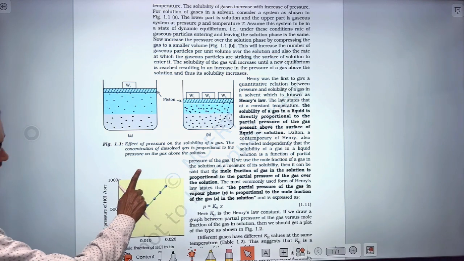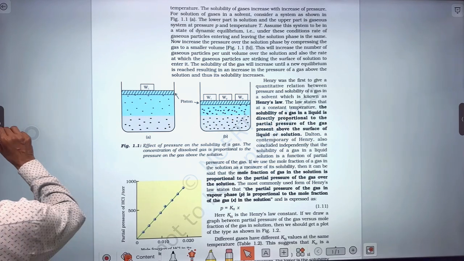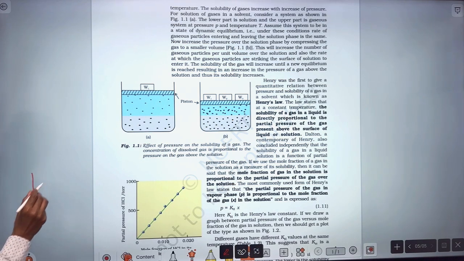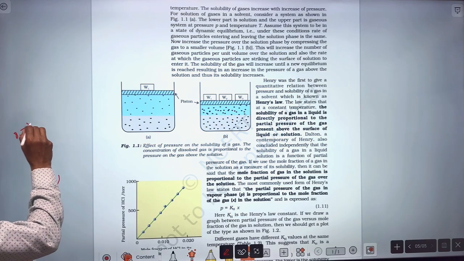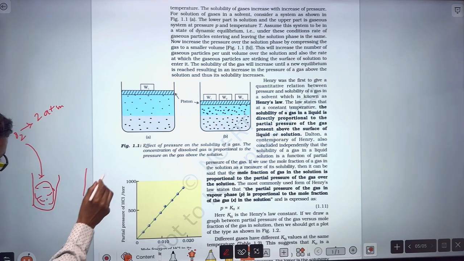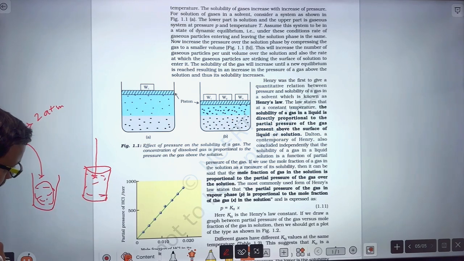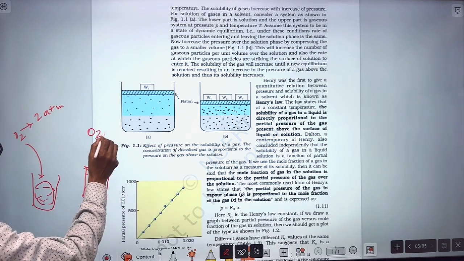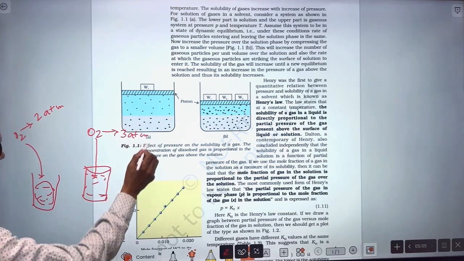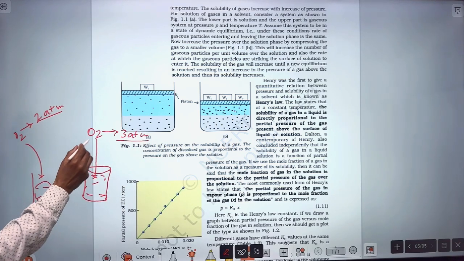Suppose there are two containers here. In this container, water is here, and you are dissolving, in the first case, oxygen. Here the partial pressure of oxygen is, suppose, 2 atm. In another container, the solvent is also water and oxygen is getting dissolved. The partial pressure of oxygen is 3 atm. So here the partial pressure is 2 atm and here it is 3 atm, so here oxygen will dissolve more.